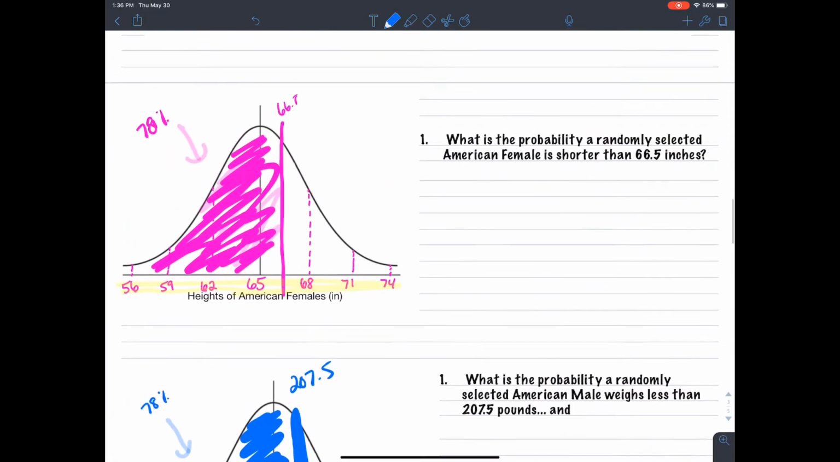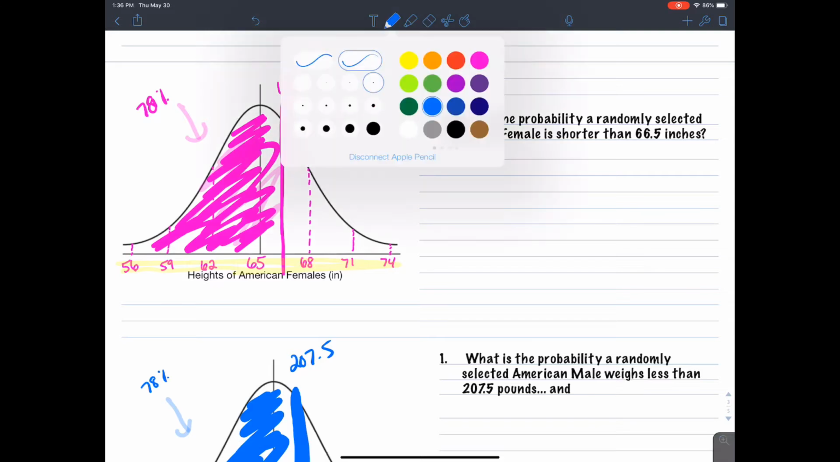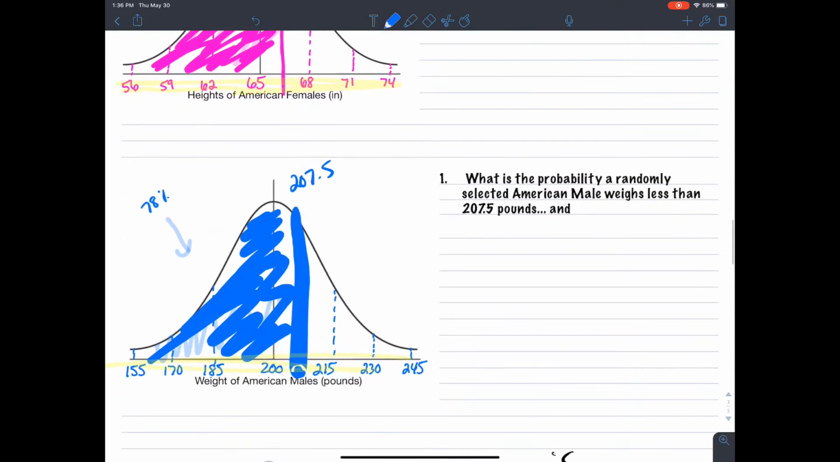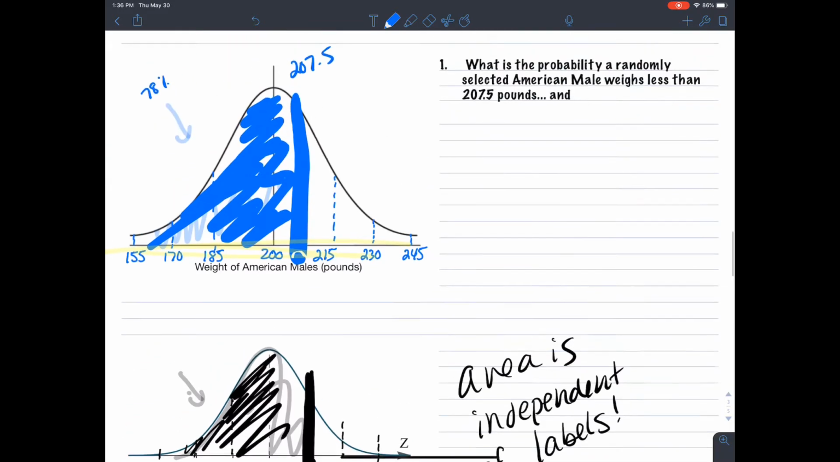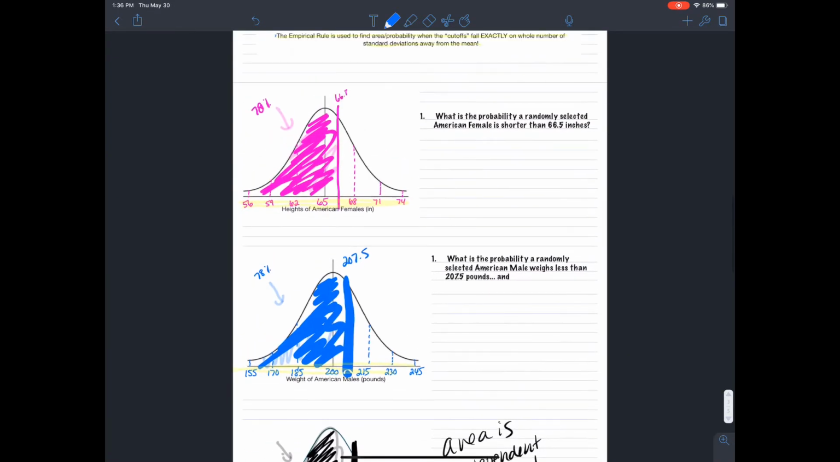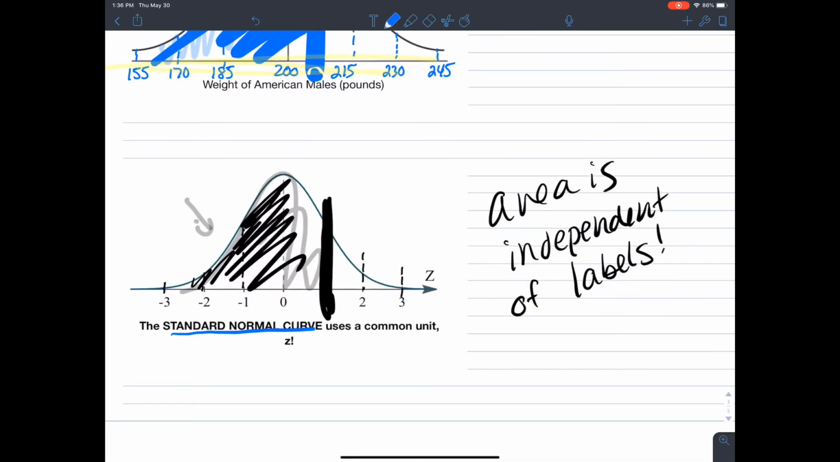So what we're getting at is, if I have a border that's not exactly on a standard deviation, what we can do is we can use a different model called the standard normal curve that doesn't use specific labels like pounds or specific labels like inches. It just uses numbers like 0, 1, 2, and 3.